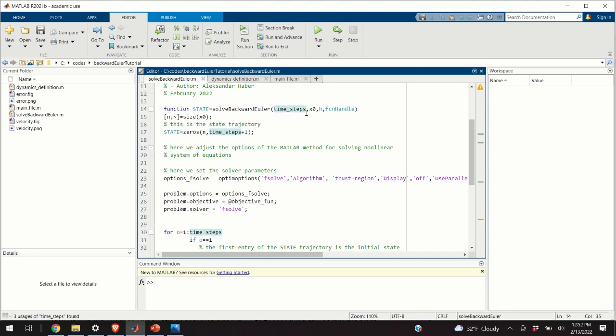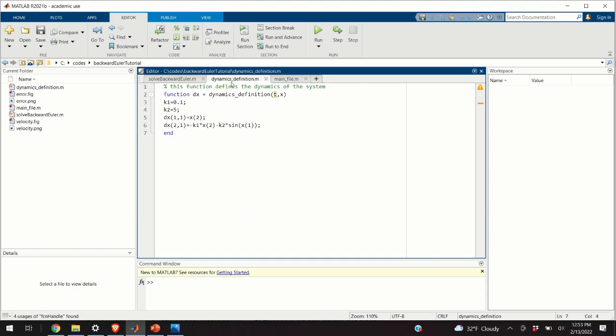Time steps is the number of discretization time steps. It can be 300, 500, 1000. The user specifies this number. Then I have x0, that's my initial state, the starting state. H is the discretization constant, and here I have a function handle. A function handle is a parameter that specifies the dynamics. In my case, the function handle will be equal to the dynamics definition, equal to this function.